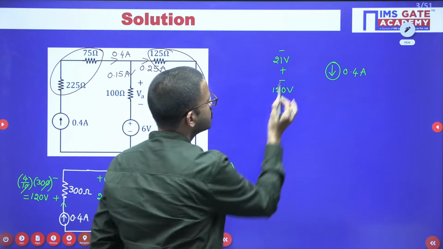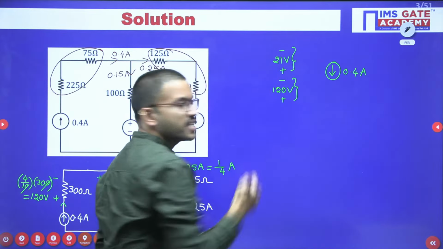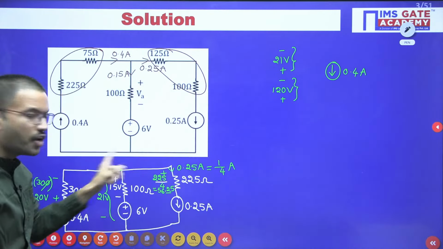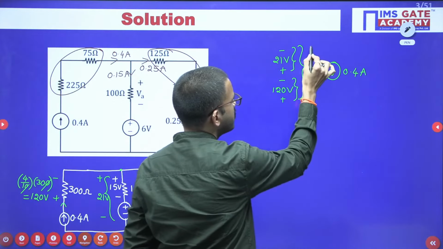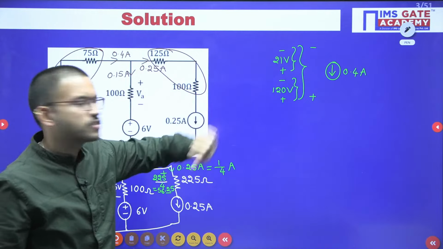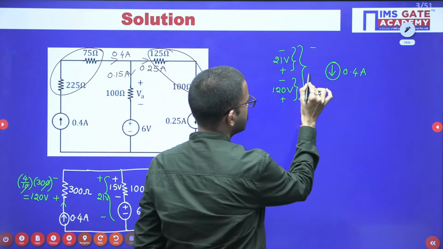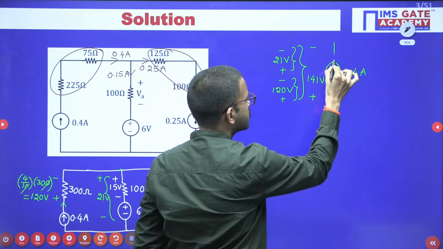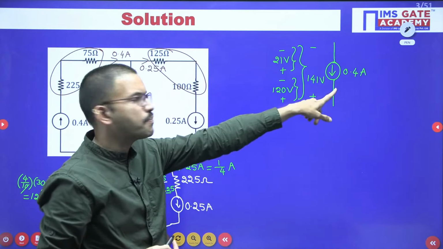Okay, now just observe, here polarities are minus plus, here polarities are minus plus. Now in this case also, just like plus minus we added, in a similar way here we can add the respective voltages. You are going to get the voltage polarities minus plus. Okay, 120 plus 21, that means 141. 141 volts you are getting. So that means you are having the current source 0.4 ampere.